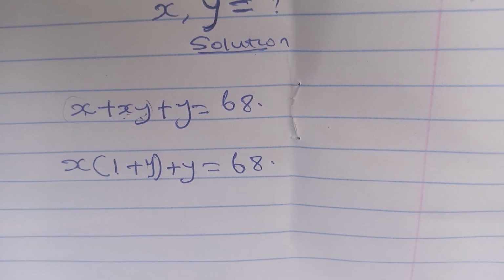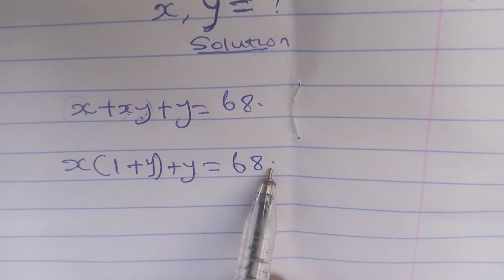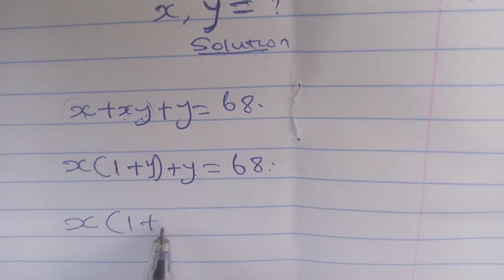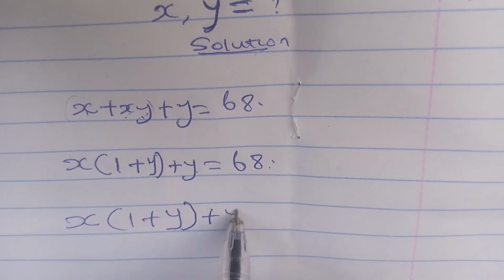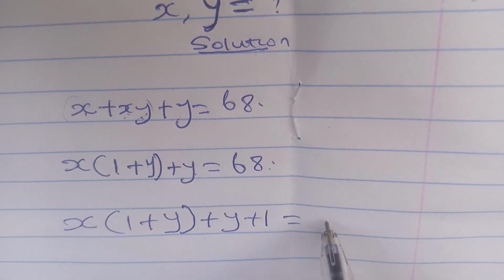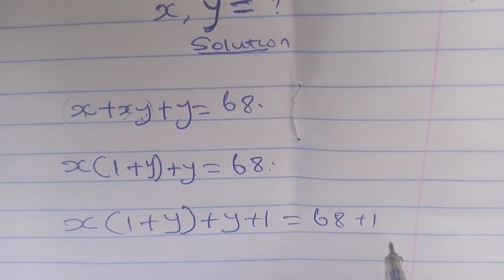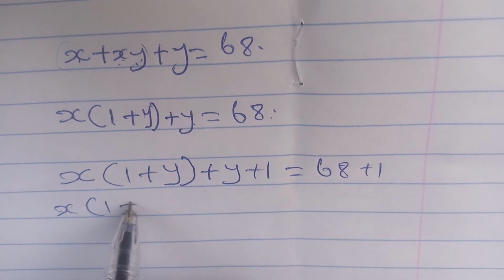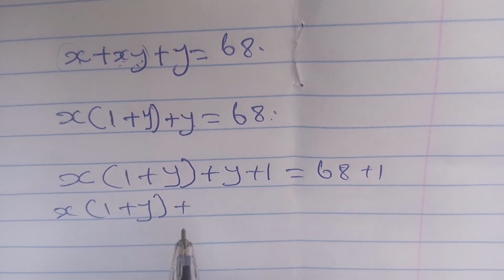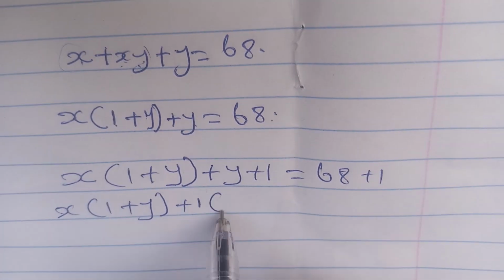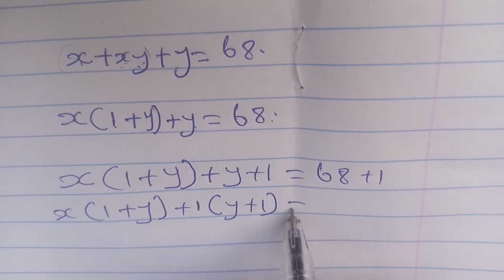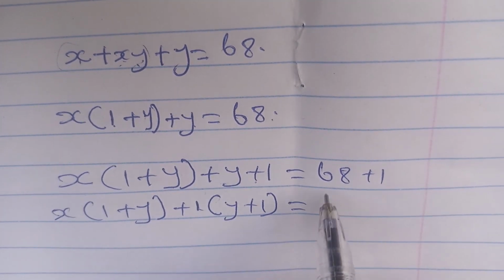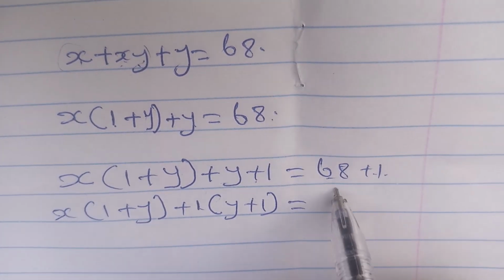The next thing we are going to do is to add 1 to both sides of the equation. If we do that, we have x, open bracket, 1 plus y, close bracket, plus y plus 1 is equal to 68 plus 1. So from here we now have x, open bracket, 1 plus y, close bracket, plus we can put 1 here, open bracket, y plus 1, close bracket, is equal to 68 plus 1, because if we open the bracket with this 1, we return back to this.